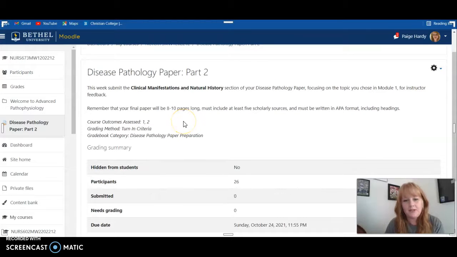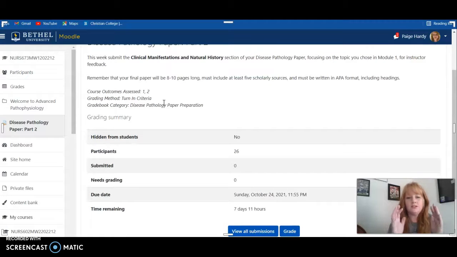Remember again, it'll be 8 to 10 pages long. And this part of your paper will be on clinical manifestations and natural history. If you'd like, you can just add that section to your paper and submit the whole thing to me, so that when we're all done, your paper is already put together. If you want to just send the clinical manifestations and natural history part, that's fine too. If you do that, however, you'll need to include another title page and another reference page. So it may be easier to keep one document rolling through the whole thing. Might make it easier for you in the end.